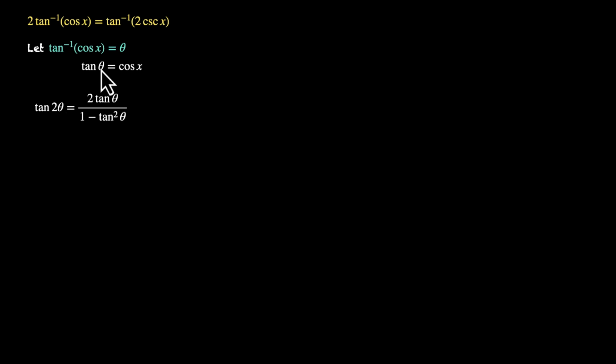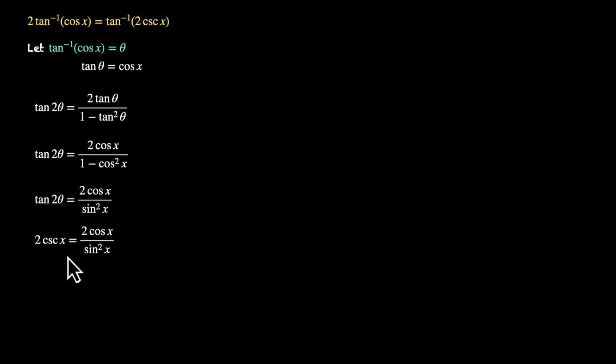Here we can substitute tan theta with cos x. This becomes 2 cos x by 1 minus cos square x. This denominator 1 minus cos square x, this becomes sin square x. So tan of 2 theta, that's equal to 2 cos x by sin square x. Now left hand side is 2 theta. Tan of the left hand side is equal to 2 cosec x. So we can eliminate theta here. We can write this as 2 cosec x equals to 2 cos x by sin square x.